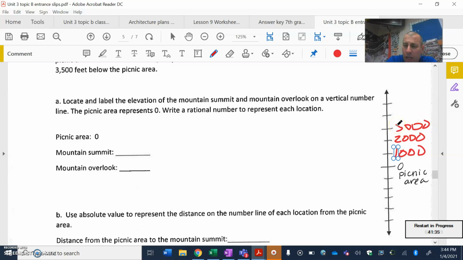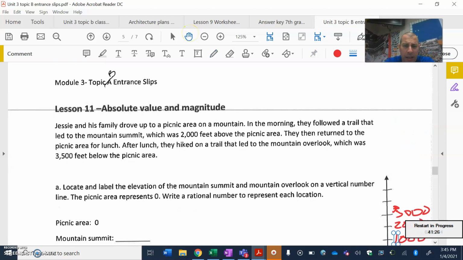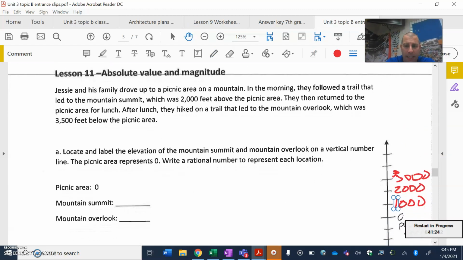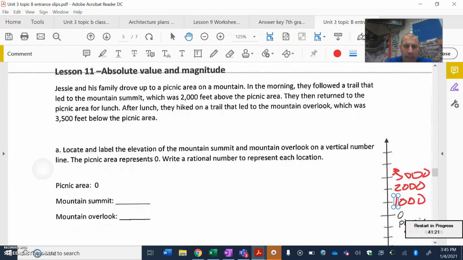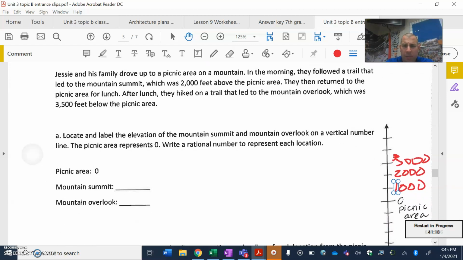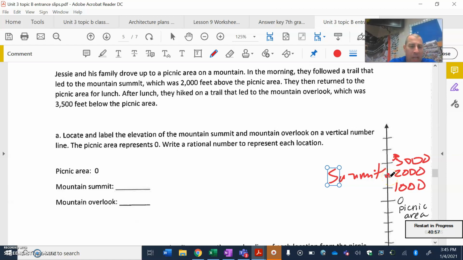If in the first part it says we are above, let me back up there again. Yes, 2,000 feet above the picnic area. They followed the trail from the picnic area in the morning, which led to the mountain summit. I have to read this three or four times. So that's the summit. Get that labeled there at the 2,000. Mountain summit, so that's a positive 2,000 there.